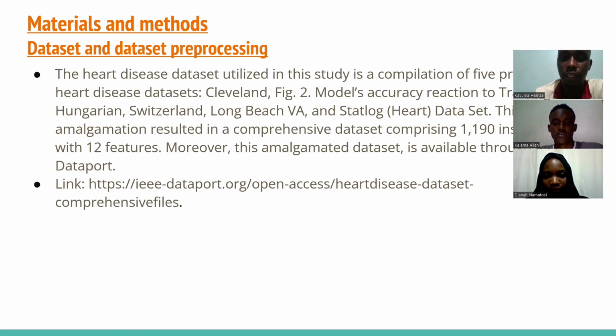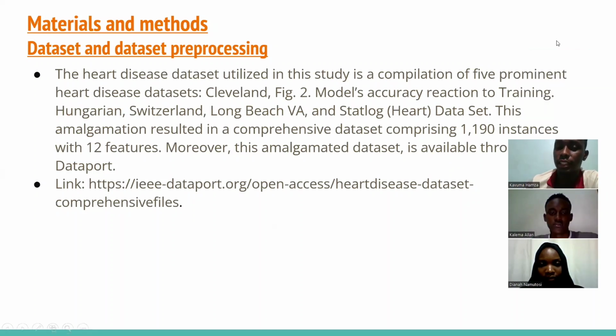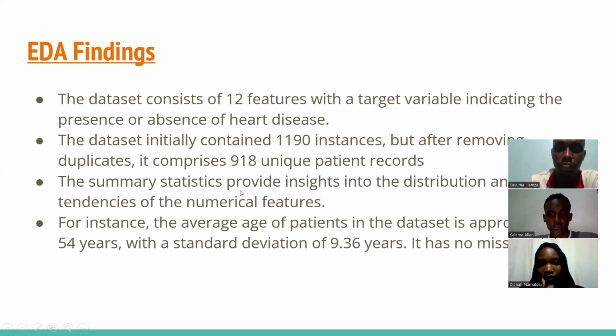For the dataset and dataset preprocessing, we use a dataset which is a compilation of 5 prominent heart disease datasets. It has 12 features, and here is the link below. The dataset consists of 12 features with a target variable indicating the presence or absence of heart disease. It contains 1190 instances, and after removing duplicates, it had 918 unique patient records.